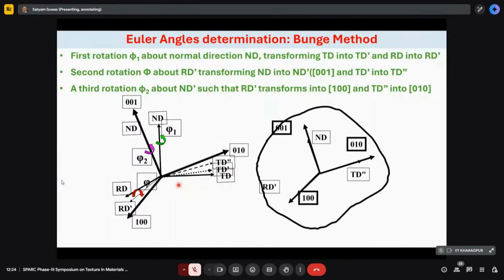But suppose this crystal, I hope it is visible, is rotated like this or like this, right? So it is at 45 degrees.